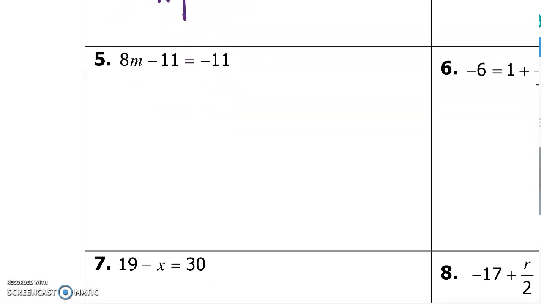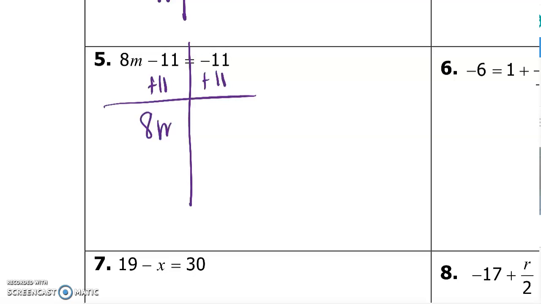Number 5, we need to get rid of the 11 first. Okay, we have the 8 and the 11. You're going to get rid of addition or subtraction. So we add 11. 8m equals 0. You didn't do anything wrong if you get a 0. This just means 8 times something has to be 0. Well, that something then has to be 0. If you're not sure, you can actually do 0 divided by 8 in your calculator and you will get 0.